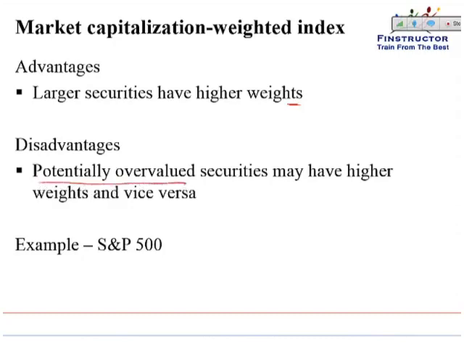So if you are replicating this index, then you're investing more in larger companies and you're investing more in potentially overvalued securities. So undervalued securities will have a lower weight potentially, and potentially overvalued securities may have a higher weight. Many examples exist. S&P 500 is a market cap weighted index. Nifty 50, BSE 30 are all market cap based indices in India. They're both free float market cap based indices. That is, it's not the total market cap, it is the free float market cap that is taken, as we discussed earlier.